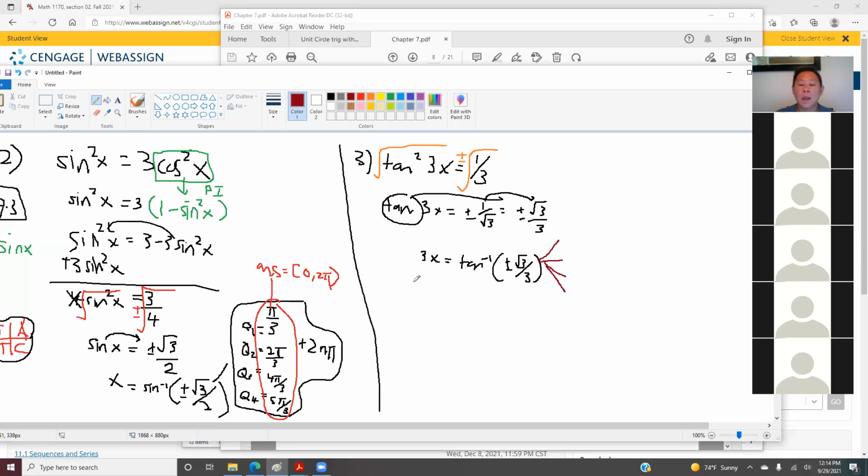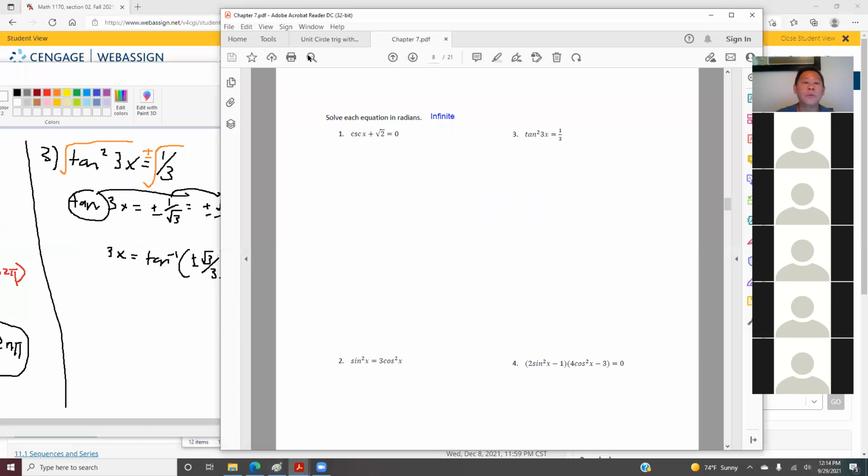Okay. Now, do not forget, last time we just find that in your unit circle and then we are done. But don't forget, this is not x, this is 3x. So once you do this, you have to solve for x, you have to divide by 3. So let's take a look at the unit circle, and we need to look for this root 3 over 3.